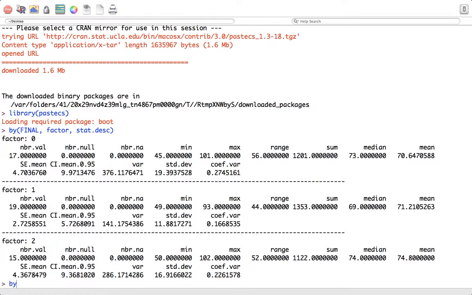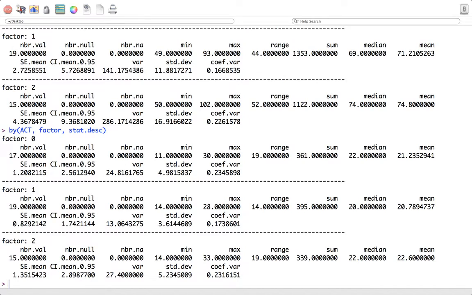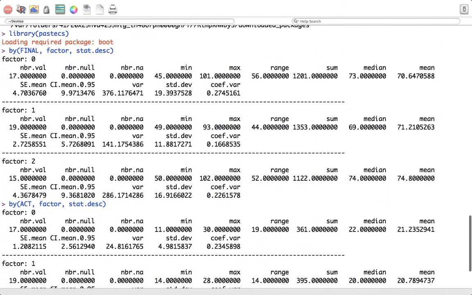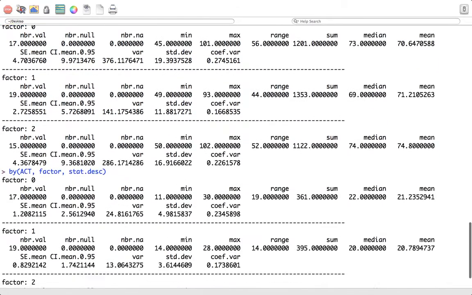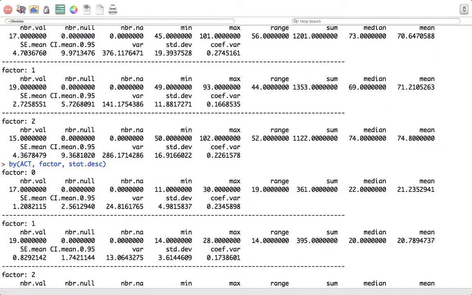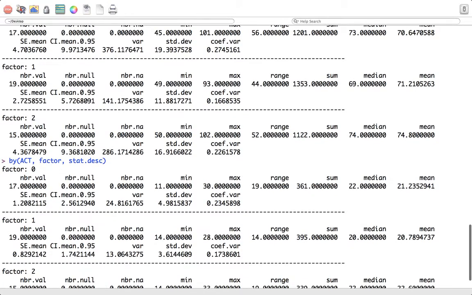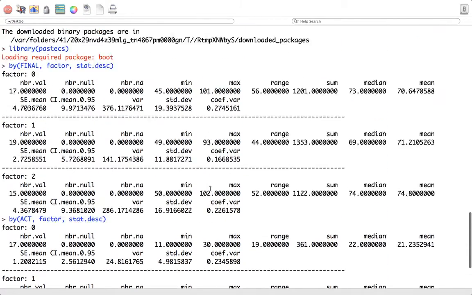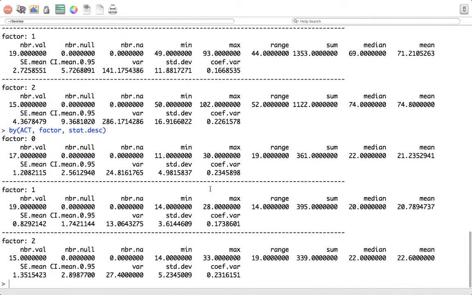I could also run ACT across factor and do stat describe and get similar stuff for ACT. Now, if this isn't your thing, don't worry about it. You can just toughen it out and use t-apply and just type what you want to get. So, but anyway, that's an option.